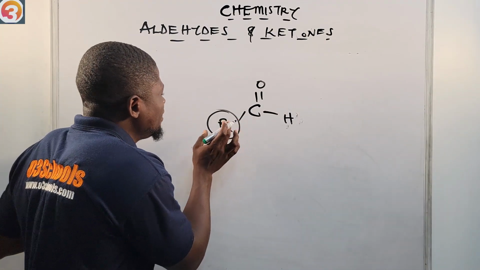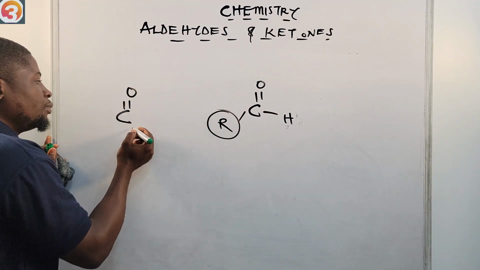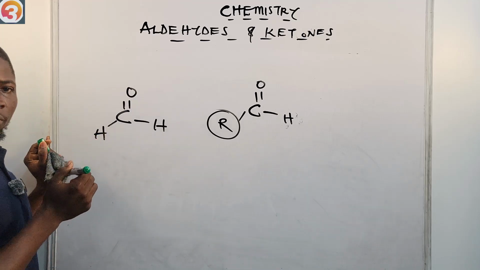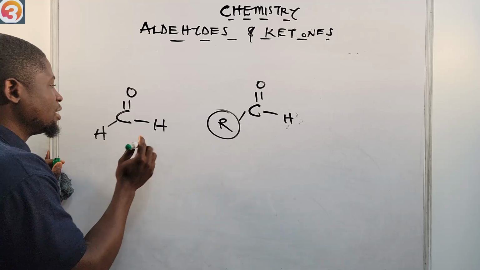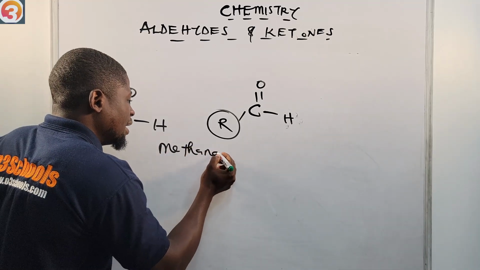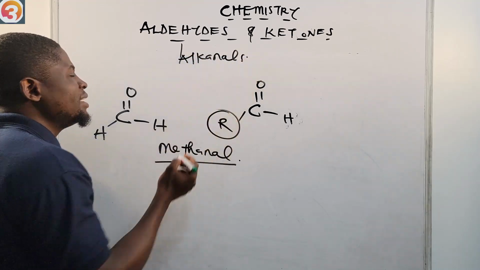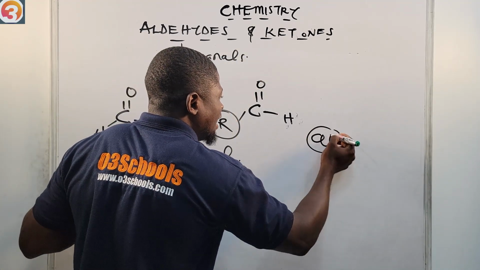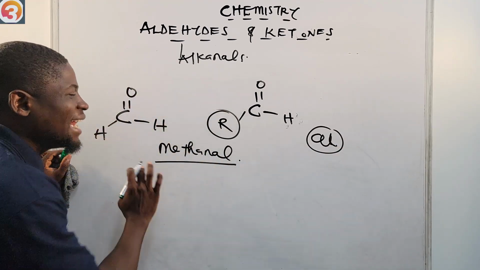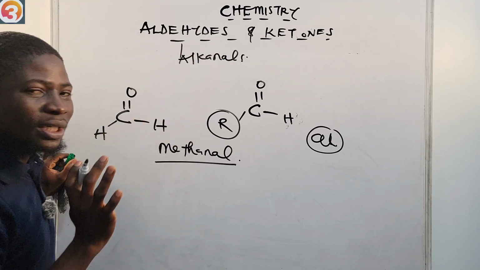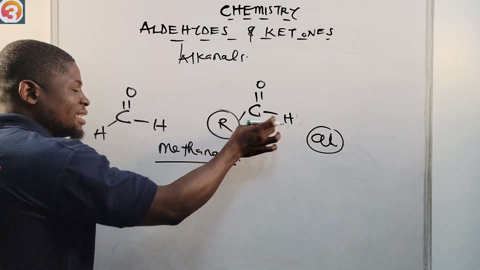Now if this R here is a hydrogen atom, we are going to have C double bonded to O, then you have H, then here you have H. So this makes it an aldehyde, and this aldehyde has a name, it's called methanal. It is good to know that aldehydes are called alkanals, so once you are naming them, you must always add this 'al' at the end. This is the simplest alkanal, or the simplest aldehyde that we have, called methanal.